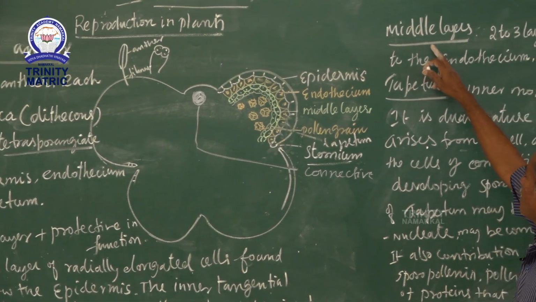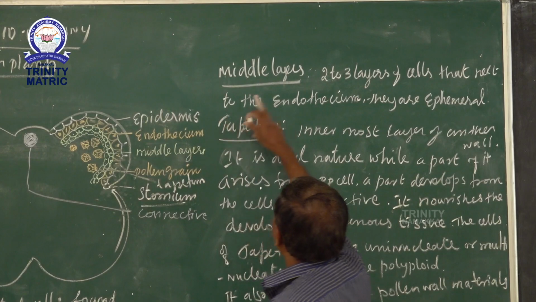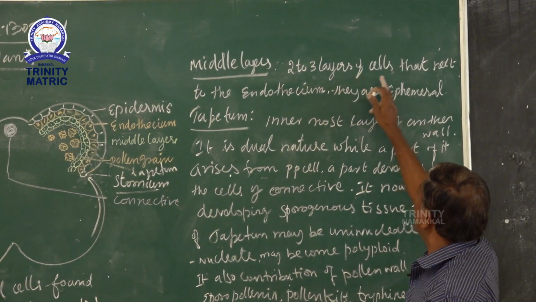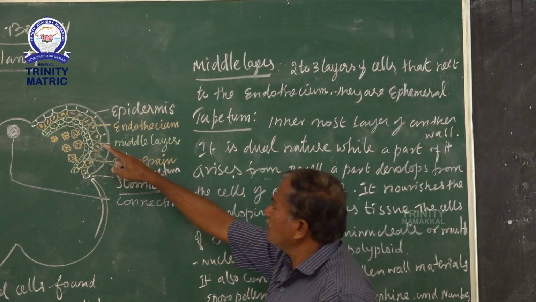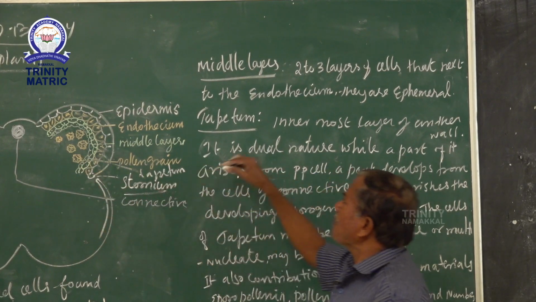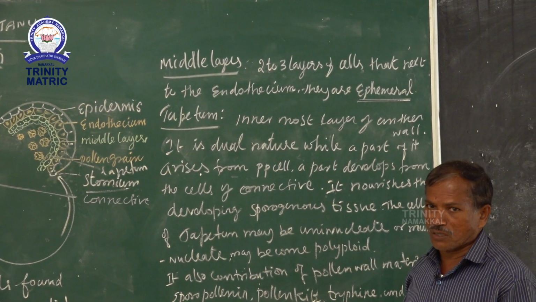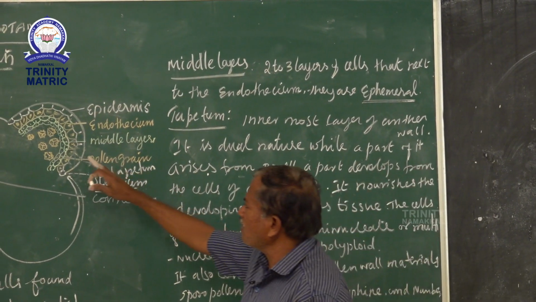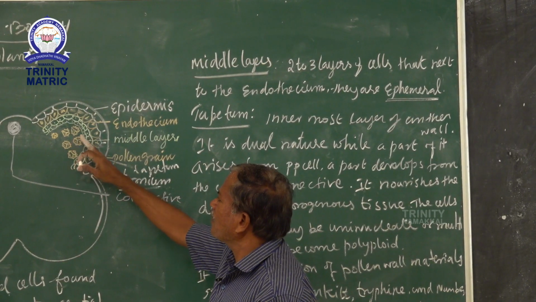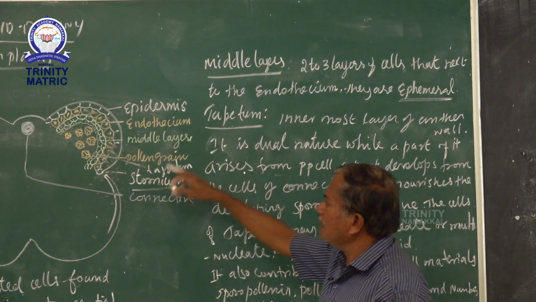Then the third layer is called the middle layers. This layer is called the middle layer. These are 2 to 3 layers of cells next to the endothecium. They are ephemeral. Ephemeral means short-lived. After maturity, these cells are crushed by the development of microspores, so they are also destroyed.